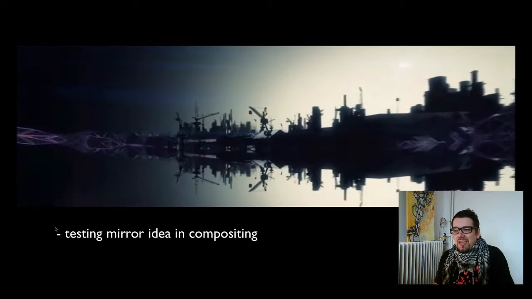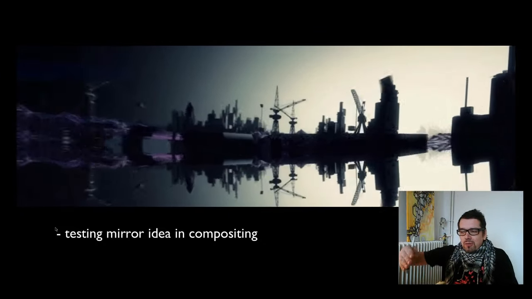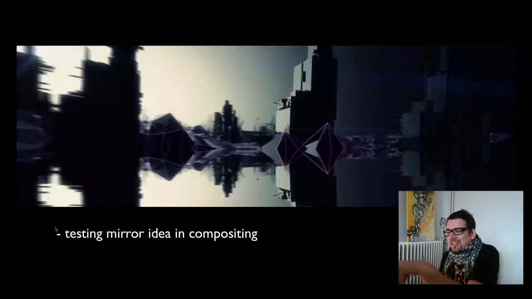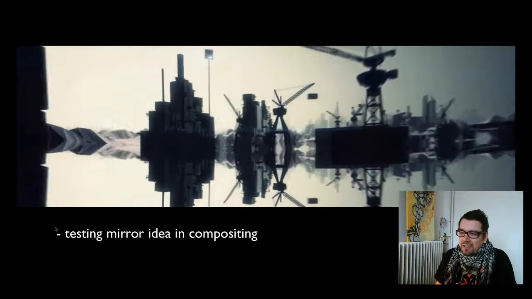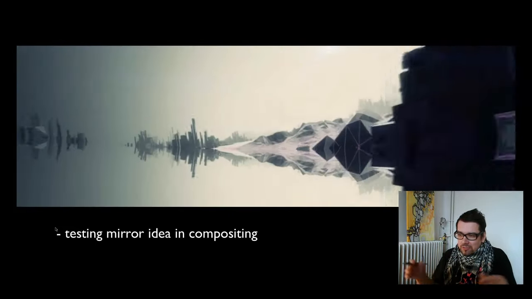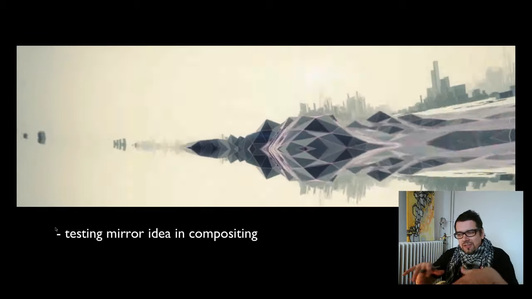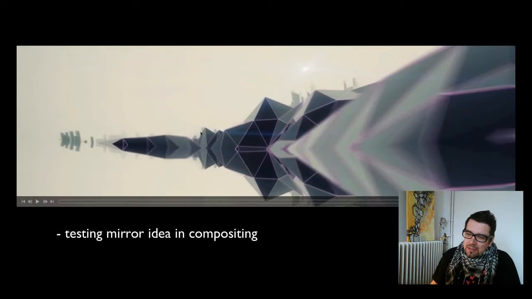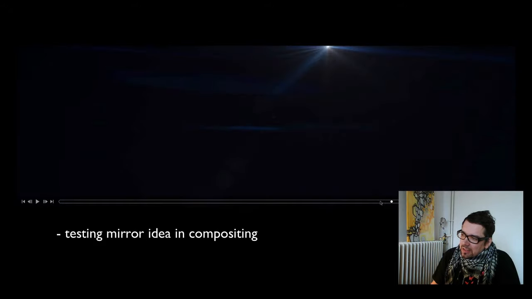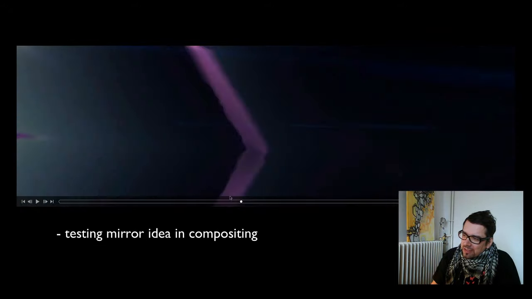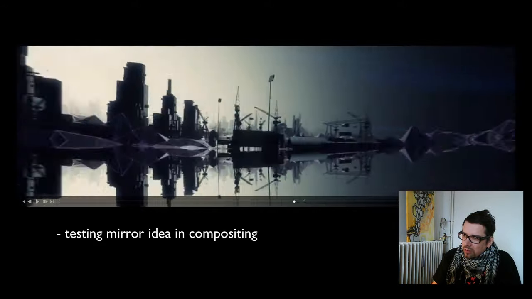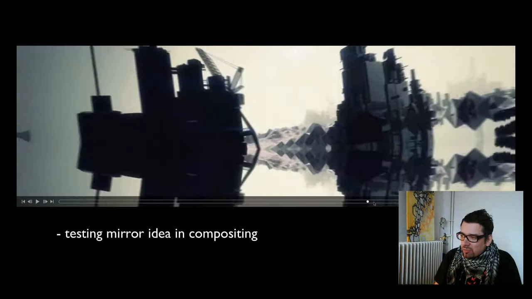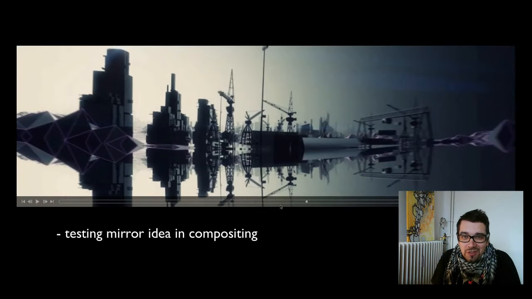So I have this city, and after this, in compositing, I just mirror it in the horizontal. I just mirror it. I very much like the idea about this mirroring thing, because it looks more interesting than the original build, and I liked it. And in some cases you get very strange forms, and I think, yeah, it's maybe a way to make an interesting movie.